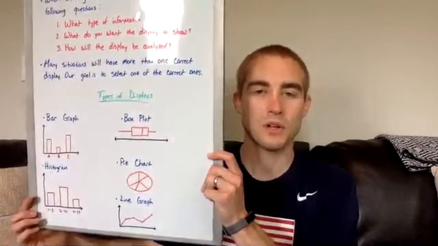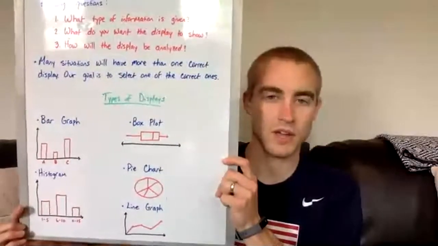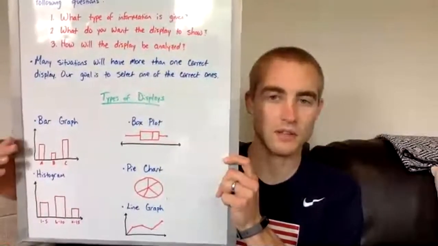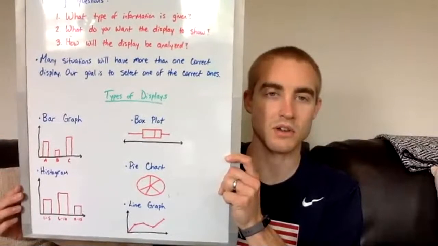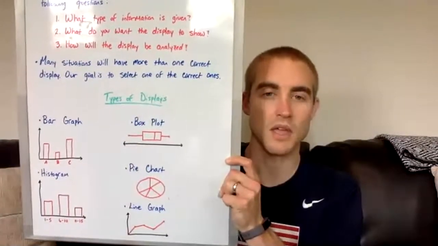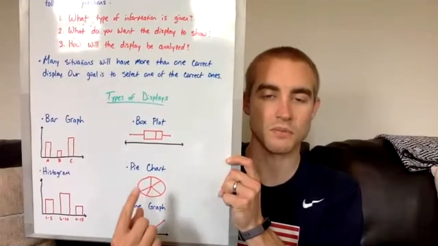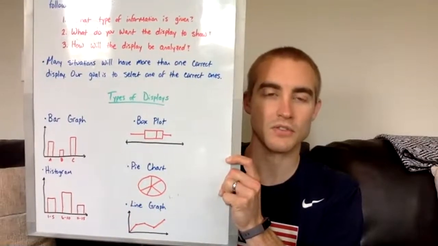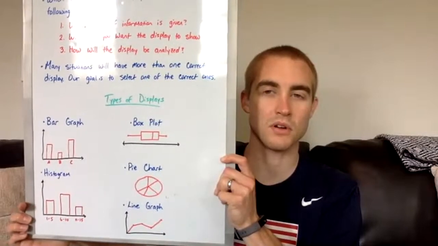So that's what the different displays are. So you're comparing different things with a bar graph and a histogram. We've got a box plot, which shows how spread out something is. A pie chart, which shows different percents. And a line graph shows how something changes over a period of time.